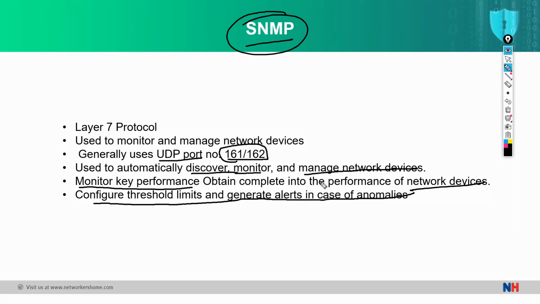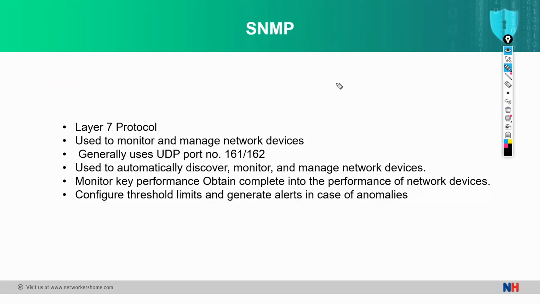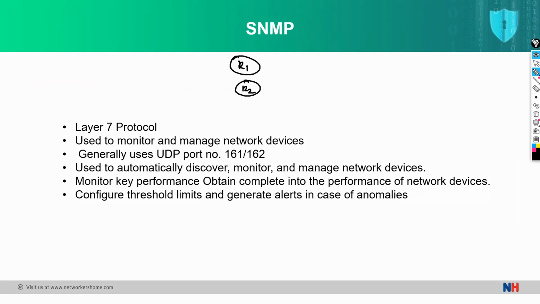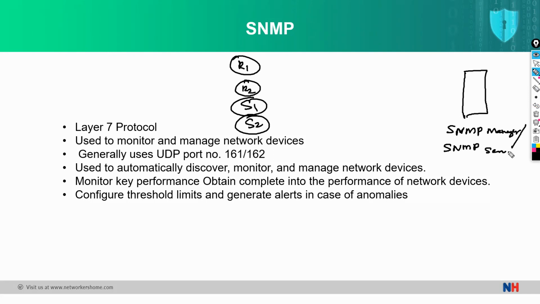Now let me explain what I just told you. Suppose you have some routers and switches in your production environment: an R1 router, an R2 router, and an S1 switch and S2 switch. They might be connected to a network, and somewhere in the network, we will have this device, which we'll call the SNMP manager, or another name, the SNMP server.